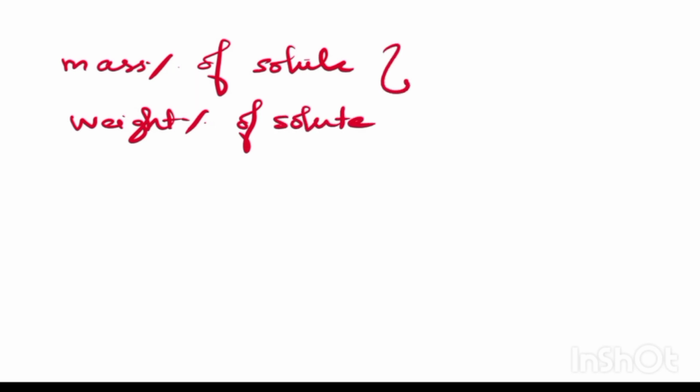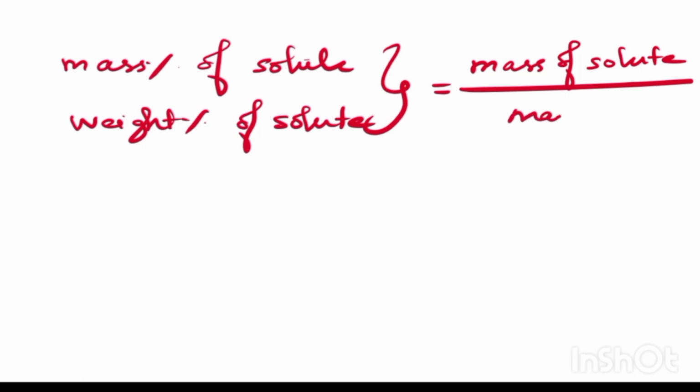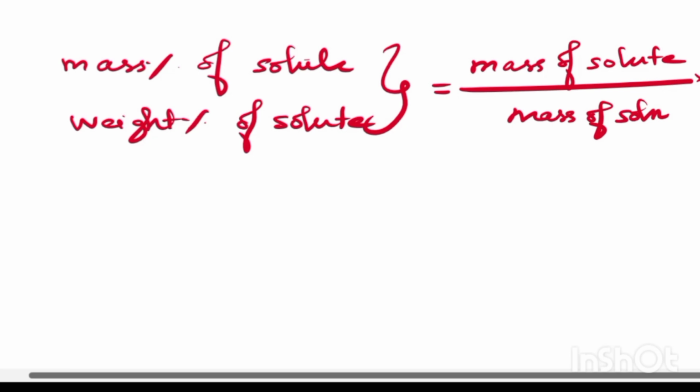What do you call this? What will you get for this? It is mass of solute divided by mass of solution into 100. Okay, so how will you identify the concentration in ppm?